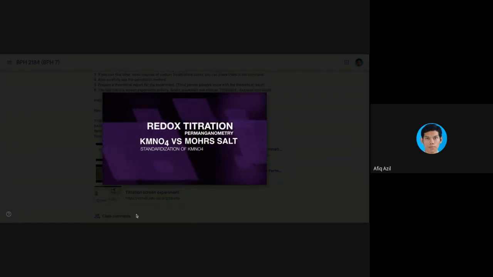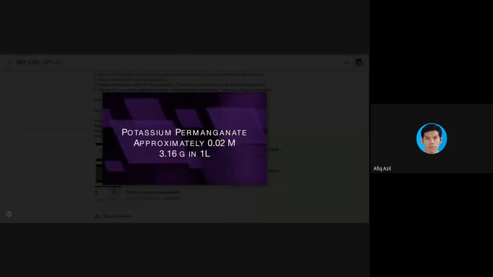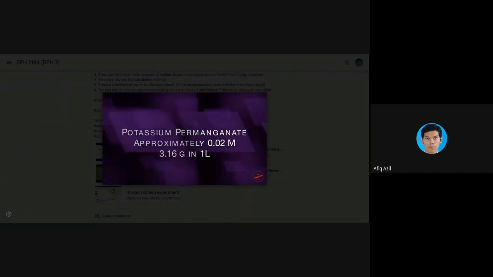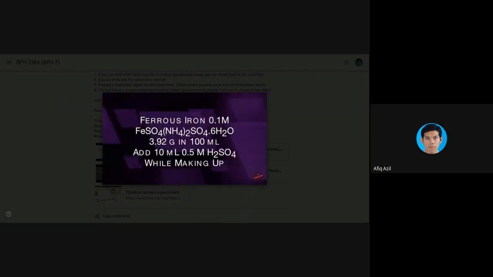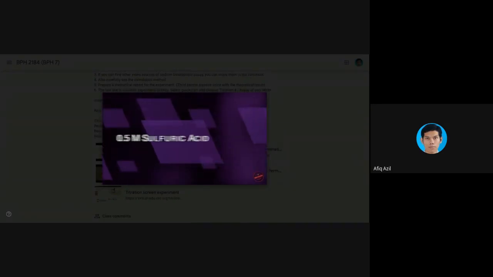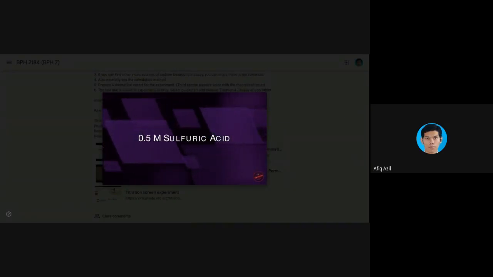Standardization of potassium permanganate. The reagents required are a 0.02 molar KMnO4 solution for this titration, made by dissolving 3.16 grams KMnO4 in 1 liter. A 0.1 molar ferrous ammonium sulphate solution, which can be obtained by dissolving 3.92 grams in 100 milliliters of the solution. Add 10 milliliters of 0.5 molar sulfuric acid to this solution. And lastly, you will need 0.5 molar sulfuric acid solution.